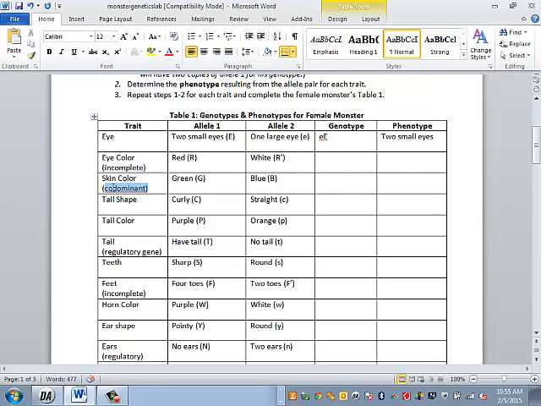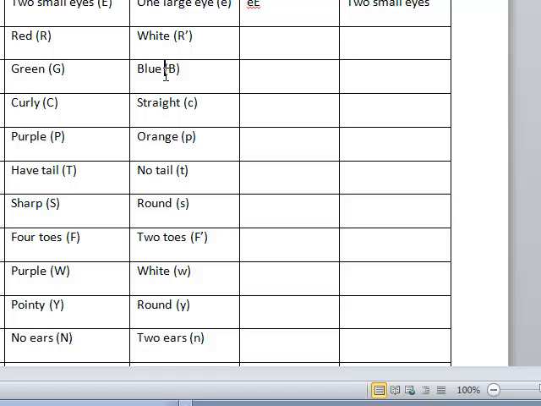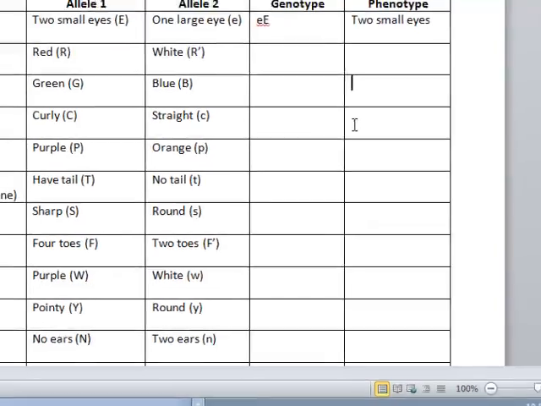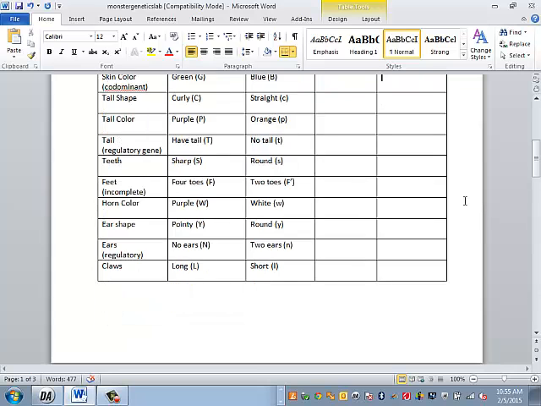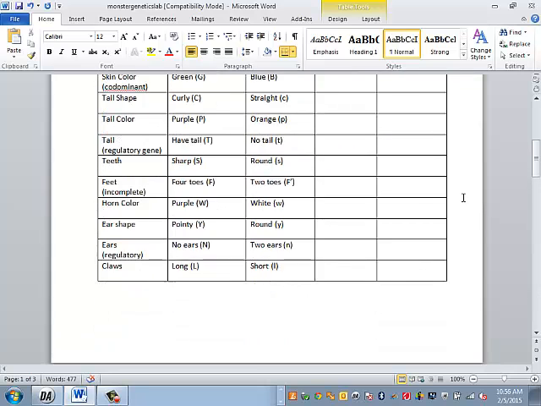The other one that you don't really know yet is codominant. Codominant means that you're going to be a combination of both. So if you get green and blue, then your phenotype would be blue-green. So it actually mixes and it's more like a speckled kind of color. So then you're going to flip the coin to figure out the genotype for the female monster.